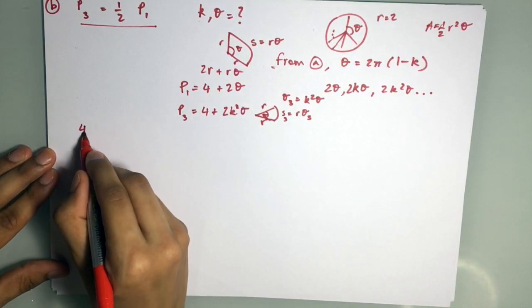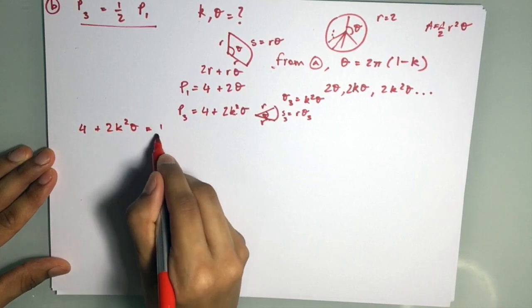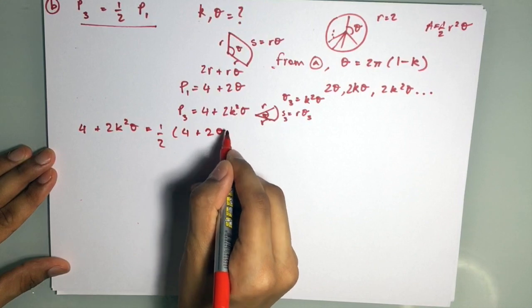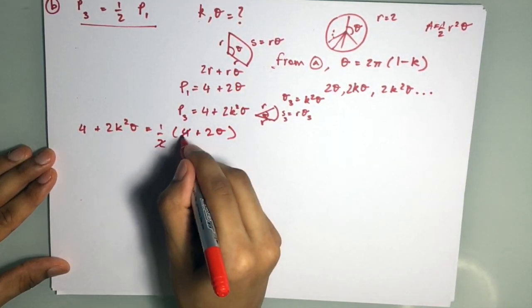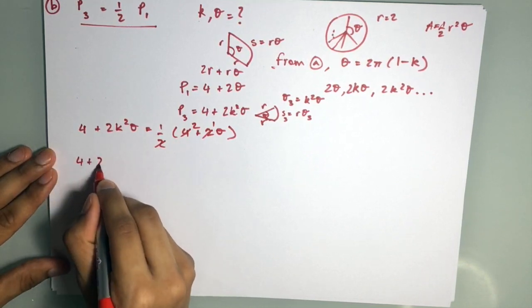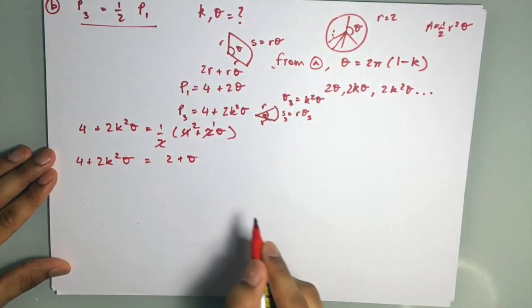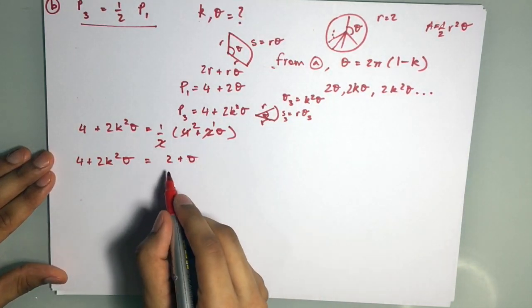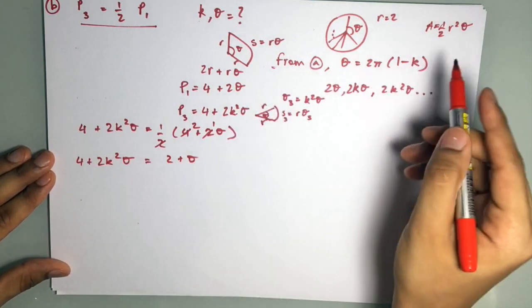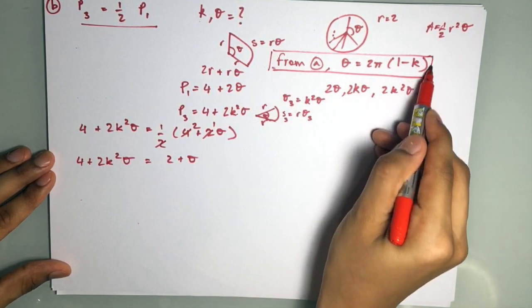So we write that 4 plus 2k squared theta equals half p1. p1 is 4 plus 2 theta. I can cancel the 2 and 1. So I'll rewrite that: 4 plus 2k squared theta equals 2 plus theta. And I bring all the theta terms to one side because remember from part A we have this and I want to use this somehow.